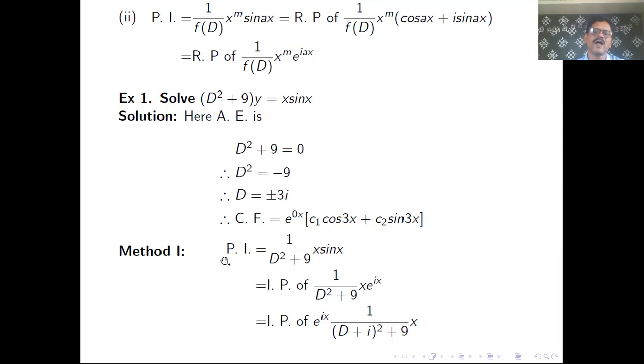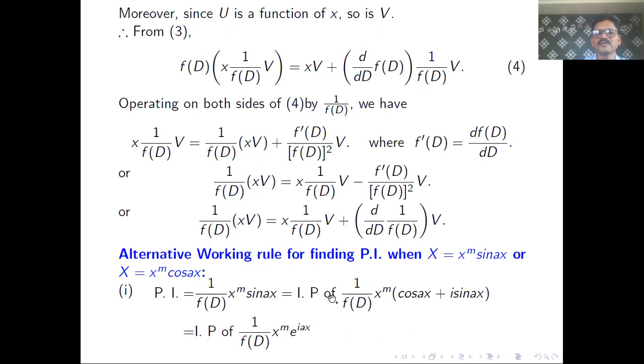And then by both the methods, I will show you how to find the value of what we call the particular integral. So what is method 1? Method 1 means we will use this method. PI equal to 1 upon D square plus 9, operate x into sine x on it. So a sine function is there. If a sine function is there, you take the imaginary part. You take the imaginary part of e raised to ix.